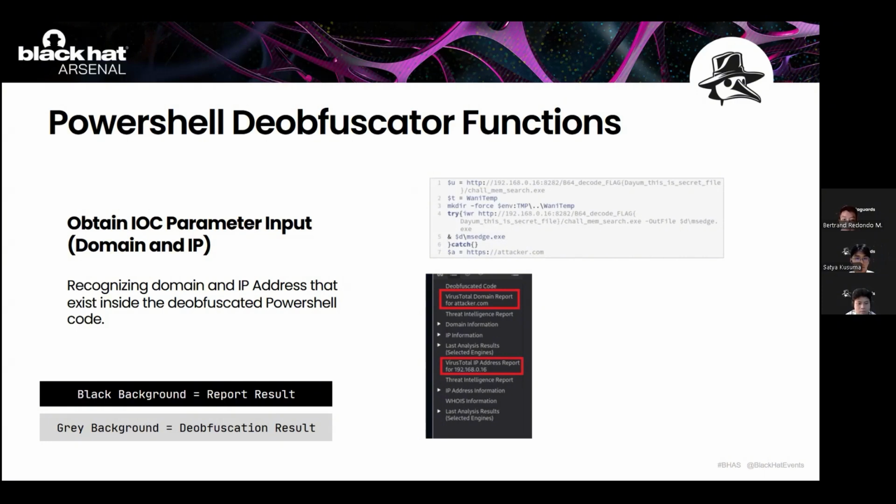tool and give the result inside the same report as the deobfuscated code result. So the user will get not only the deobfuscated code result, but also the IOC check result based on the domain and the IP address found inside the code. Next.